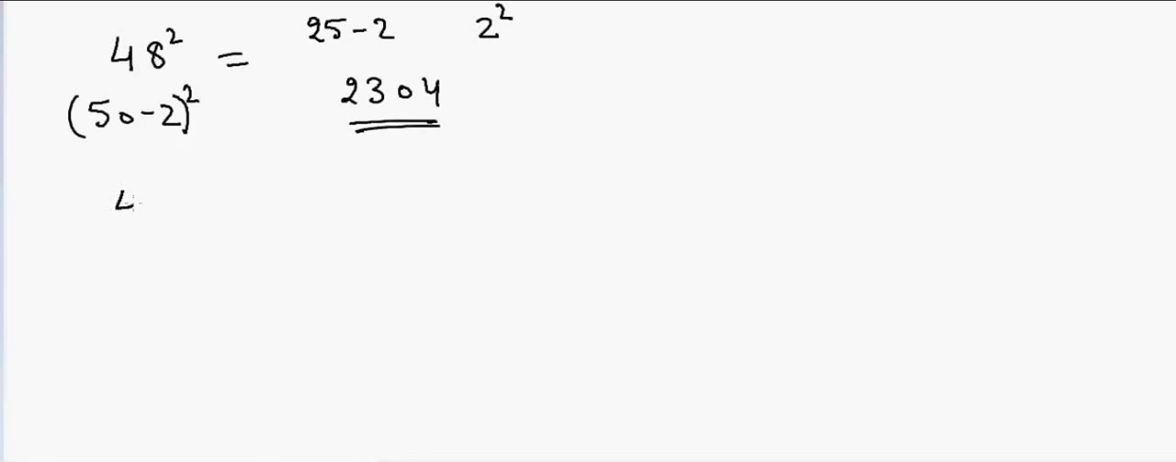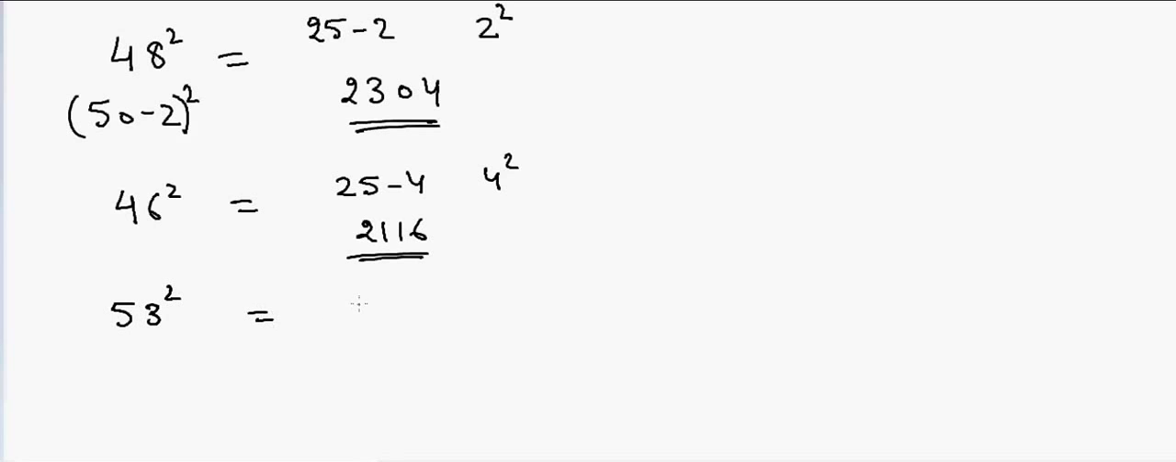Another example is 46 squared. In this case we'll subtract 4 from 25 and do 4 squared, so the answer will be 2116. Let's take another example. If I have 53 squared, then in this case it will be 25 plus 3 and then 3 squared, so the answer will be 2809.